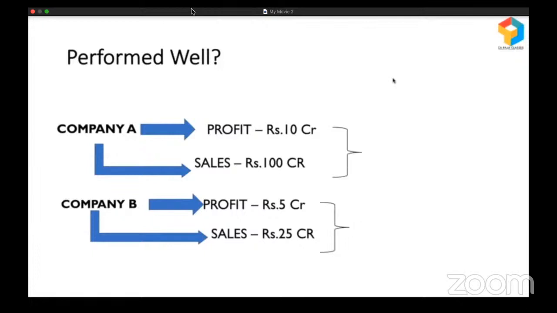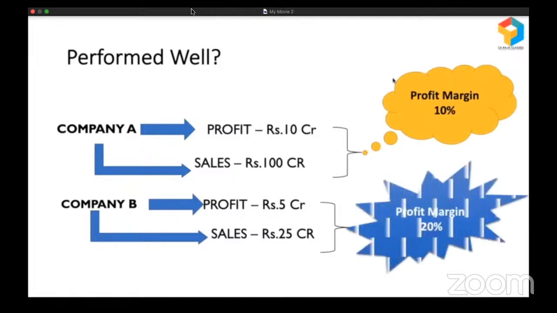Company A has reported a profit of 10 crore on 100 crore. It means they have a profit margin of 10%. Whereas company B has reported a profit of 5 crore on 25 crore. It means they have a profit margin of 20%. So what's happening? Company B has performed well.